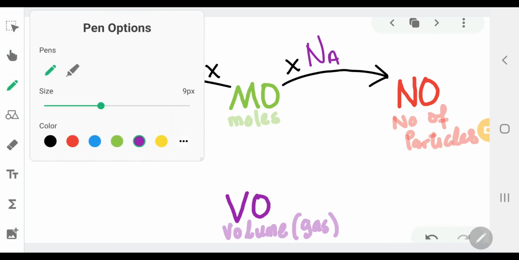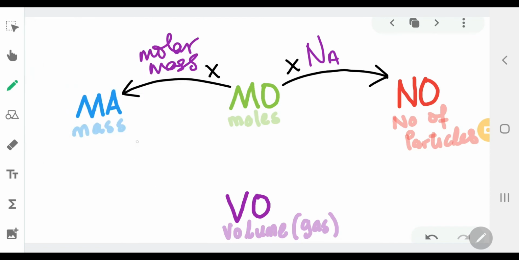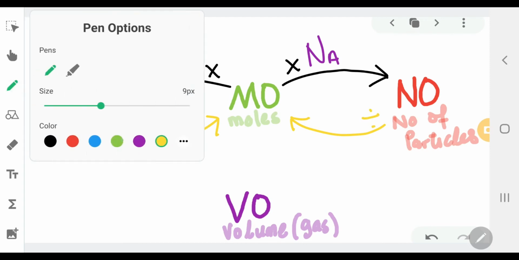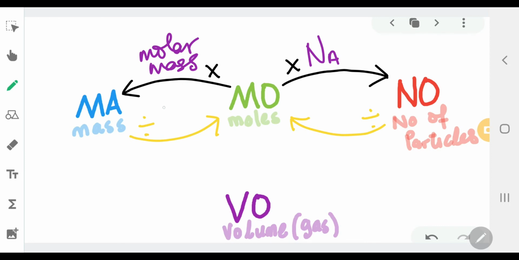And if you want to go back to moles, remember, going back is the opposite of multiply. So you're going to divide. You're going to use the same thing: divide by the molar mass over here, and the Avogadro's constant there. So it's pretty simple for the relationship between mass, moles, and number of particles.